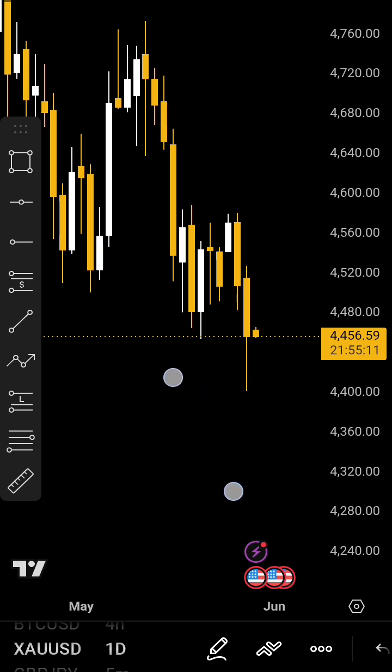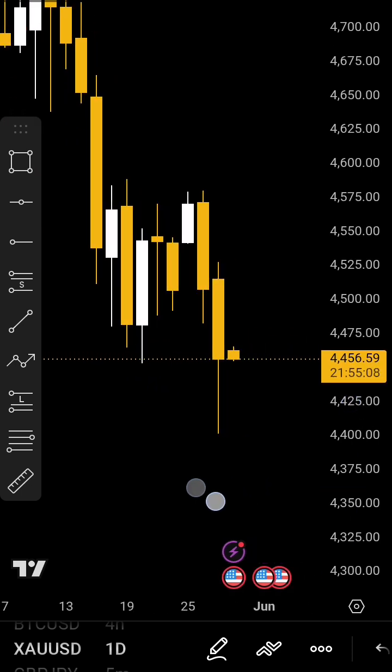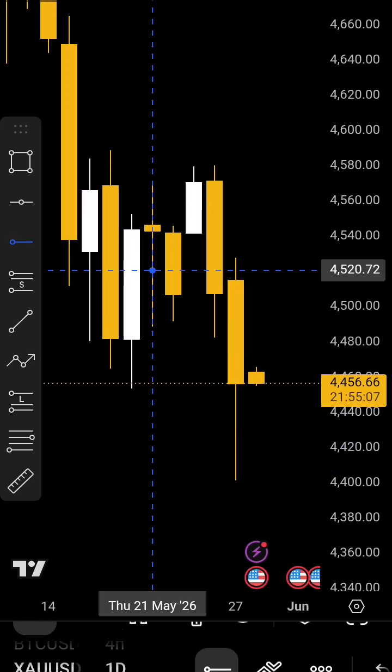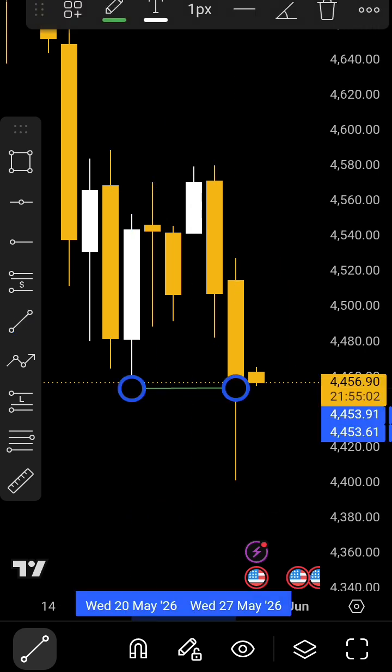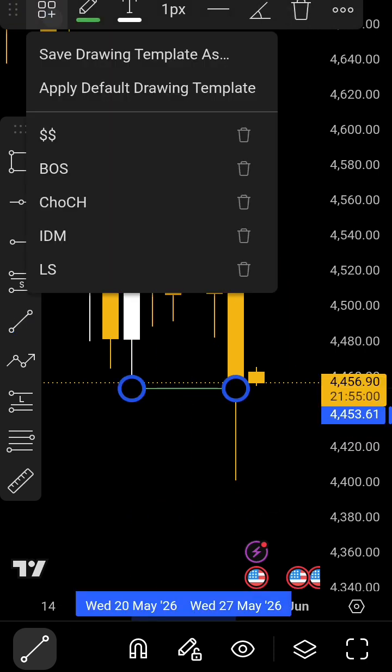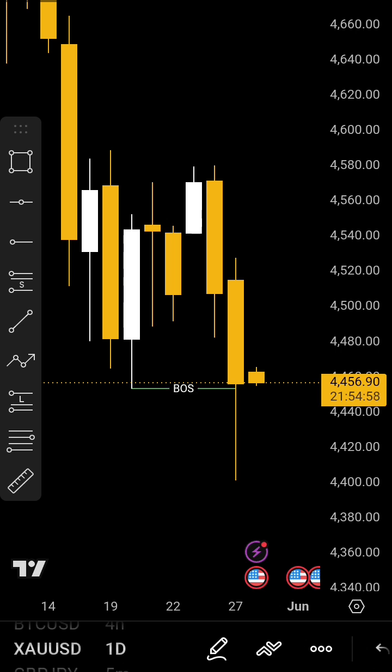When we zoom in to where the recent breakout structure is, it's this one. We have a recent breakout structure from this side. Let me just mark it: BOS. This is a recent breakout structure.